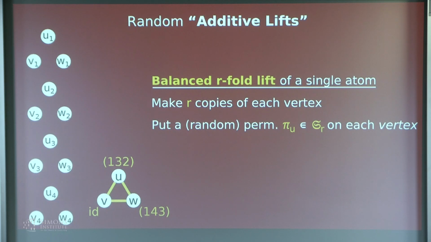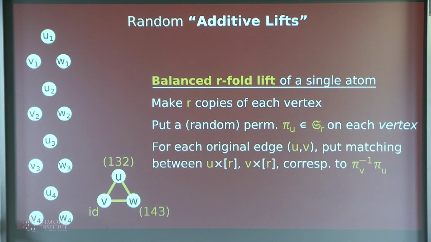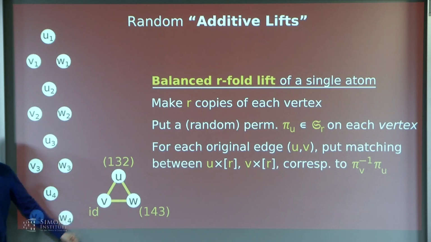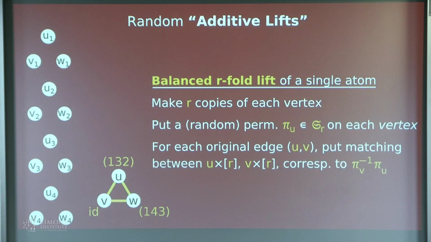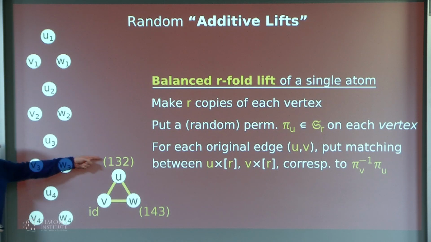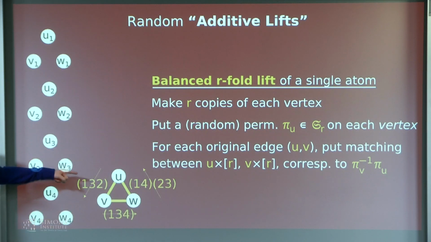But now I'm going to get permutations on the edges by taking the quotients. So for every edge in the graph, I'm going to take the quotient between the permutation on the vertices, which I've illustrated here. You can trust me on that. And now I have a permutation on each edge.